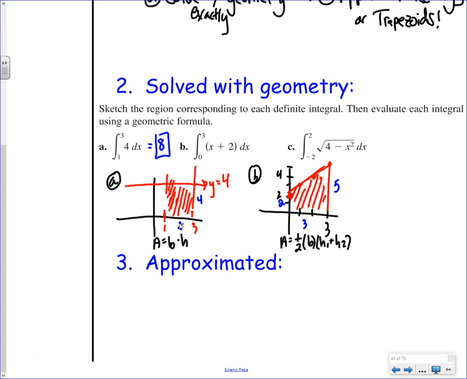So add the two heights, 7, average it, 7 halves, times 3 would be 21 halves. If you were to put this integral into your calculator, it is exactly 21 halves. 10.5.